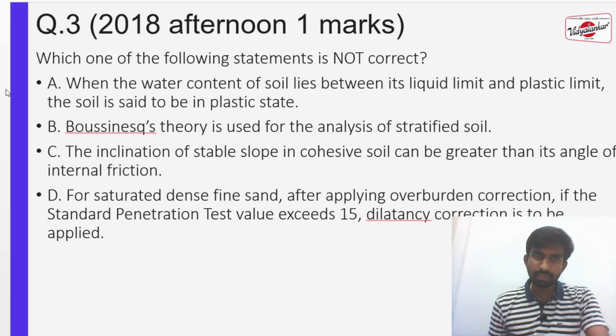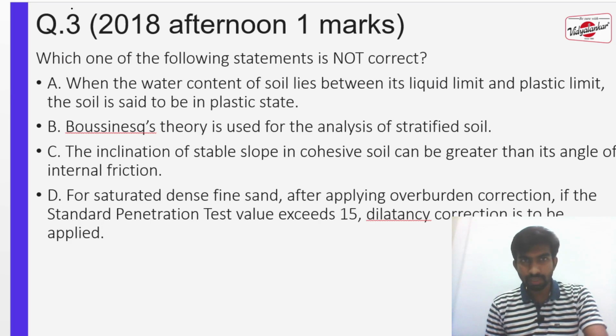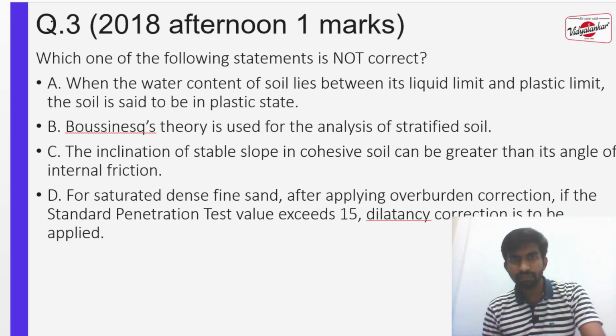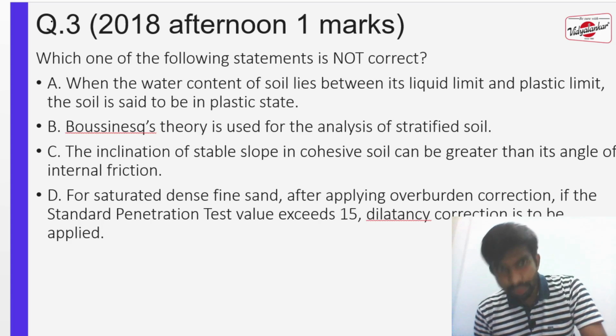Moving to the next question, question 3, which was asked in 2018 for 1 mark. They have given different statements and one of the statements is from the stress distribution theory.